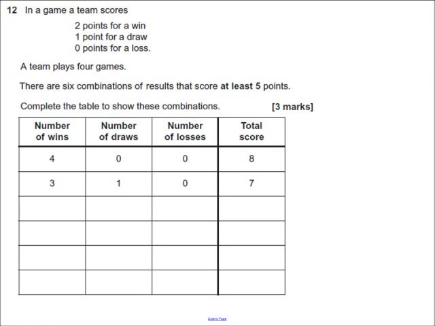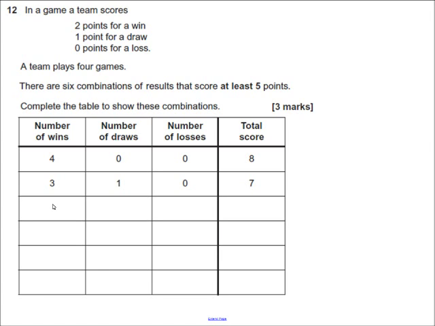Question 12. In a game, a team can score 2 points for a win, 1 point for a draw and 0 points for a loss. A team plays 4 games. There are 6 combinations of results that score at least 5 points. Complete the table below. So it's already giving us 4 wins, which at 2 points is a total score of 8, and 3 wins and 1 draw and no losses, which is a total score of 7.